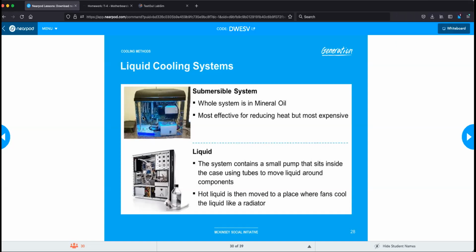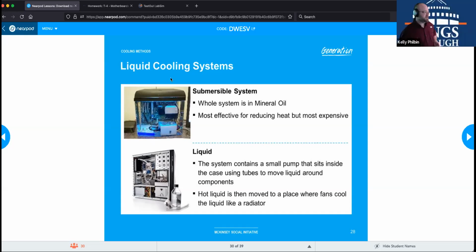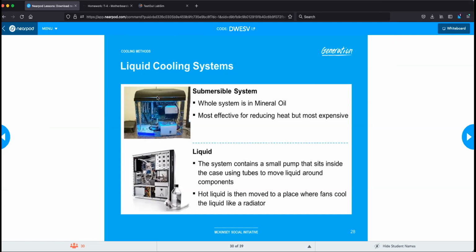Yes, Danielle. Wait, so they lose the liquid cooling when it's plugged in, like all the time? Yeah, this one up here, it is submersed in oil. Well, it's non-conductive. It's not like water where it's going to allow the electricity to jump from component to component. So they're using a mineral oil that does not conduct electricity, but it's still good at dispersing heat. Wow, thank you. So that is the submersible system.